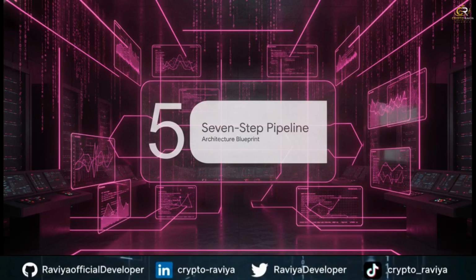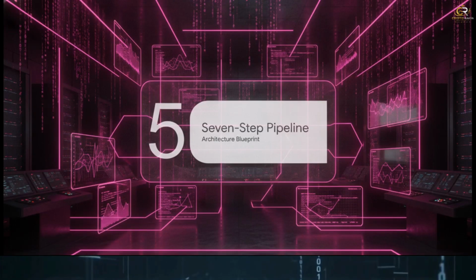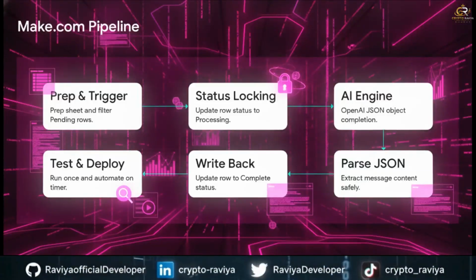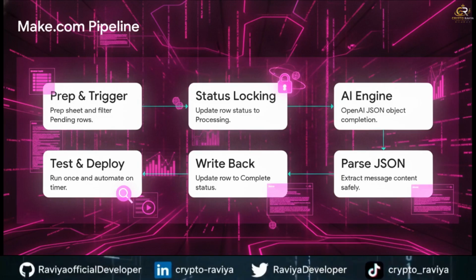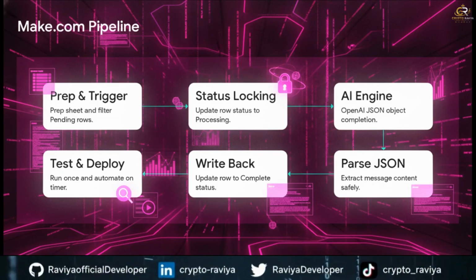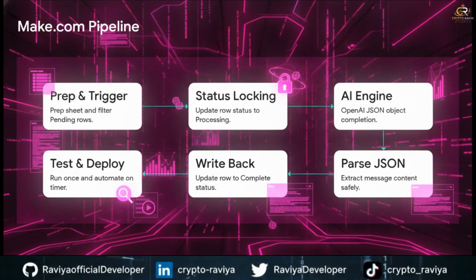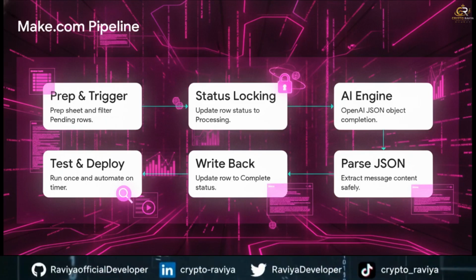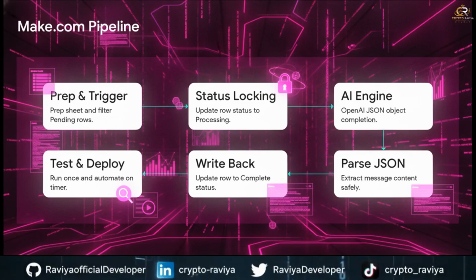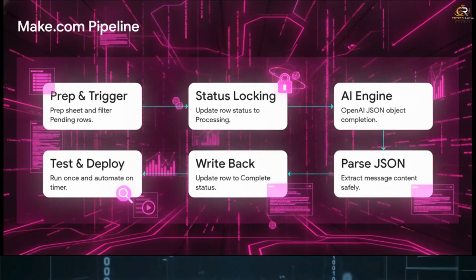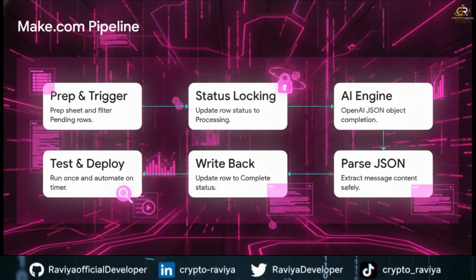All right, the moment we've been waiting for. Part 5, the 7-step AI pipeline. Let's bring this whole thing together. These 7 actionable steps are your exact Make.com architecture blueprint for building this continuous data enrichment engine. Step 1, prep the sheet with your essential status and timestamp columns. Step 2, set up a watch rows trigger, filtering only for pending and capping it, maybe at 10 rows, to respect rate limits. Step 3 is vital.